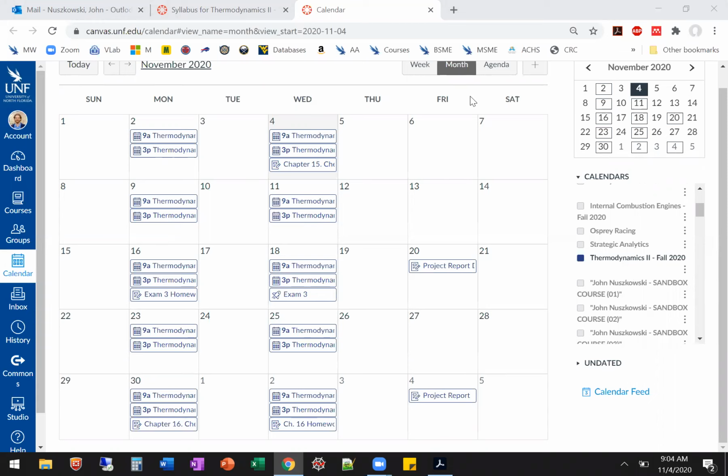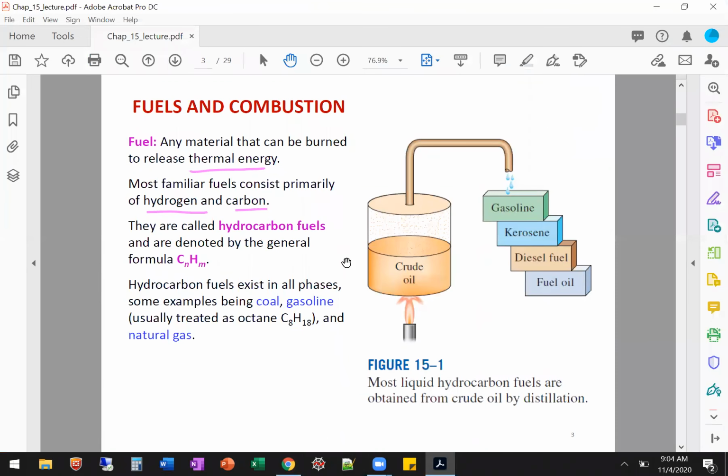Check window here. Okay. All right, so let's get back to lecture. So the most common fuels you hear of are hydrocarbon fuels. That's a combination of carbon and hydrogen, right? Some number of molecules of carbon, some of hydrogen, and that's your hydrocarbon fuel.